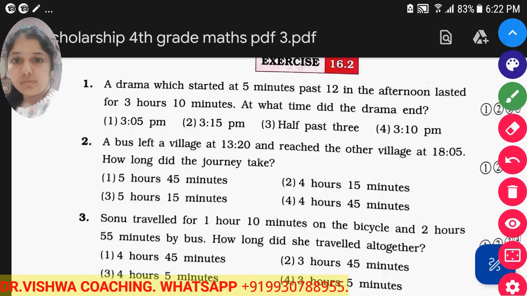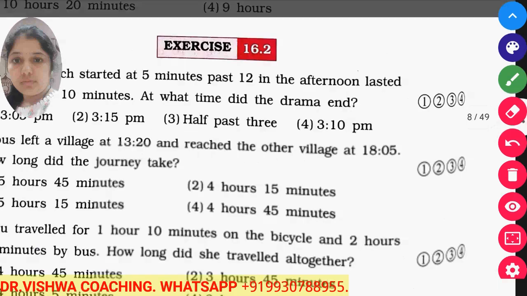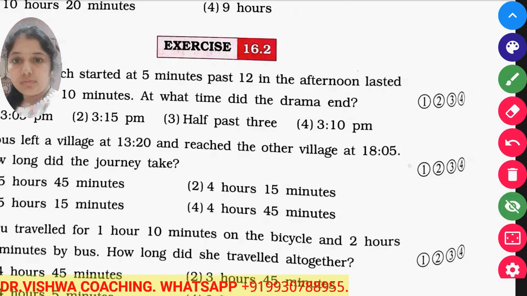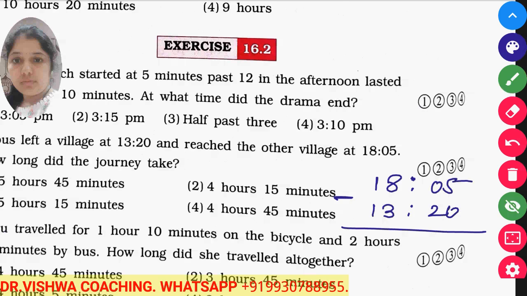A bus left a village at 13:20 and reached the other village at 16:05. How long did the journey take? Now here you have to subtract. And when we subtract, now see, 16 hours and 5 minutes and 13 hours and 20 minutes. We have to do subtraction. Now you cannot subtract 20 from 5. So what will you do? I will cut 1 hour from this 16.